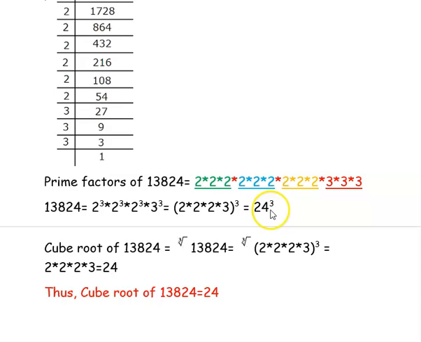So it's 24 cube. Now we can write the cube root of 13,824 as cube root of 2 into 2 into 2 into 3, the whole cube. This cube root and this cube will get cancelled. So the final answer will be 2 into 2 into 2 into 3, which is nothing but 24. Thus the cube root of 13,824 is 24.